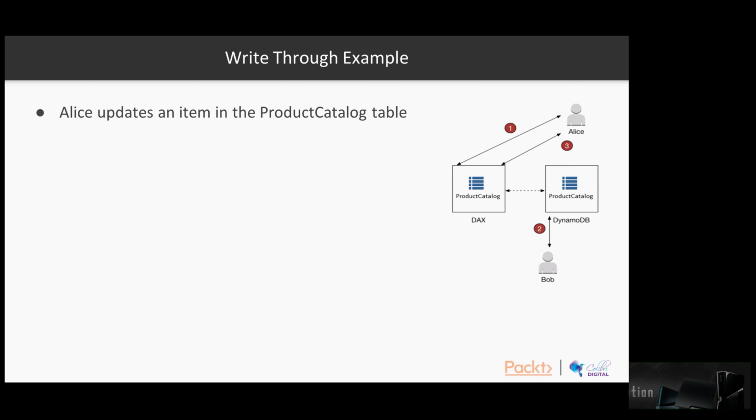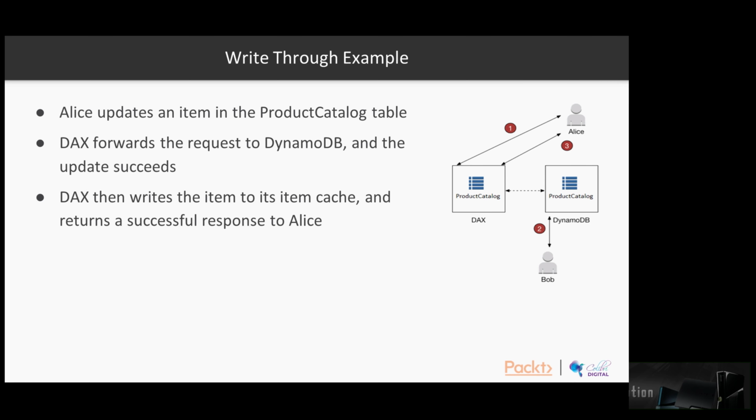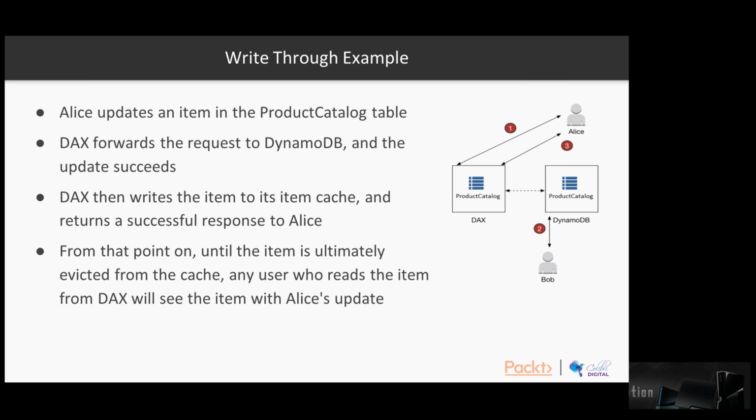So let's look at an example of write-through behavior. So number 1, and we're looking at this diagram on the left-hand side here. Alice updates an item in the product catalog table. DAX forwards that request to DynamoDB and the update succeeds. DAX then writes the item to its own in-memory item cache and returns a successful response to Alice. From that point on, until the item is ultimately evicted from the cache, any user who reads the item from DAX will see the item with Alice's update.